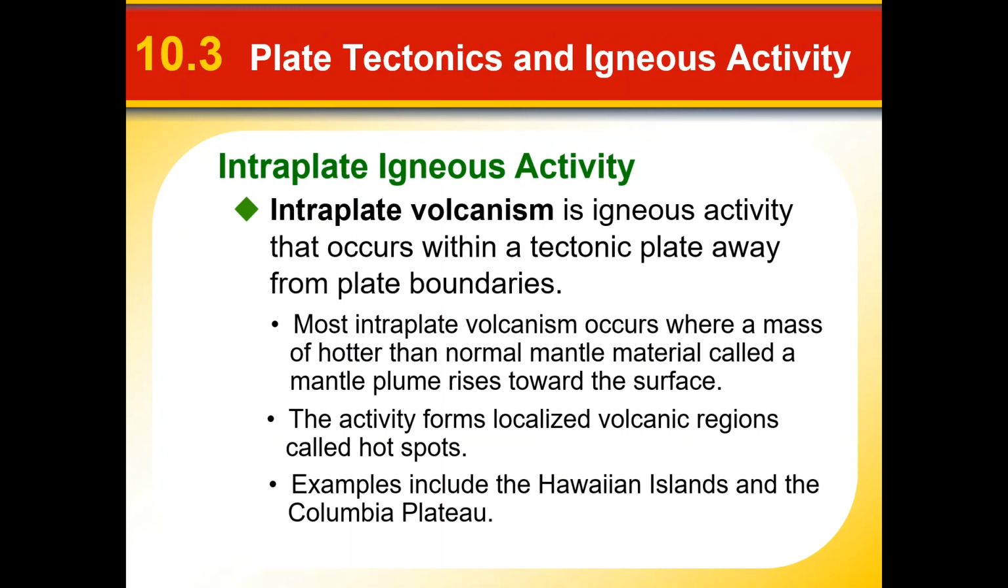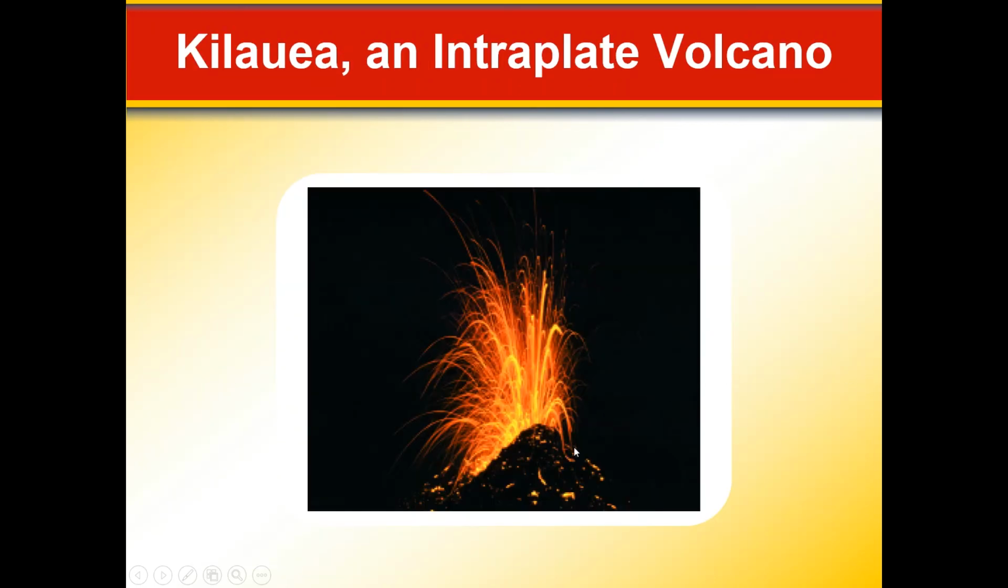And now we have intraplate volcanism. This is igneous activity that occurs within a tectonic plate, away from the plate boundaries. Most intraplate volcanism occurs where a mass is hotter than normal in the mantle. Material called a mantle plume rises towards the surface, which becomes a hotspot. A good example are the Hawaiian Islands and the Columbia Plateau. So this is from Mount Kilauea, and that ends our lesson.